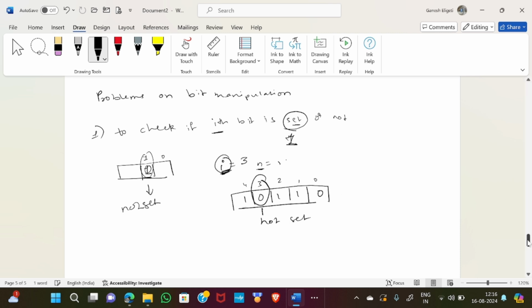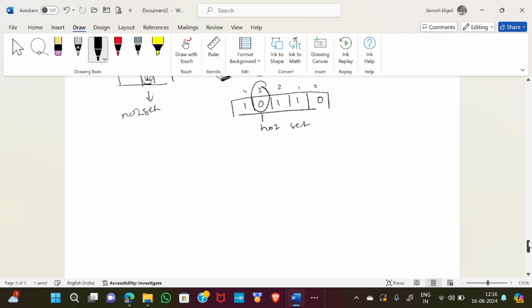Now let's see how we can solve it. Before solving this, let me remind you, we did AND and OR operations, right? So when we multiply any number with 1, it returns 1 only when both of them are 1. In any other case, it returns 0.